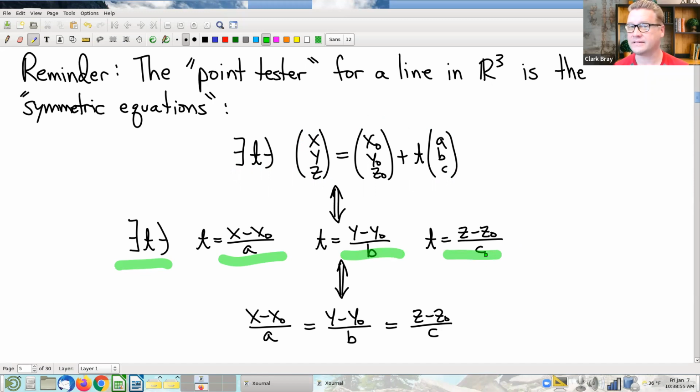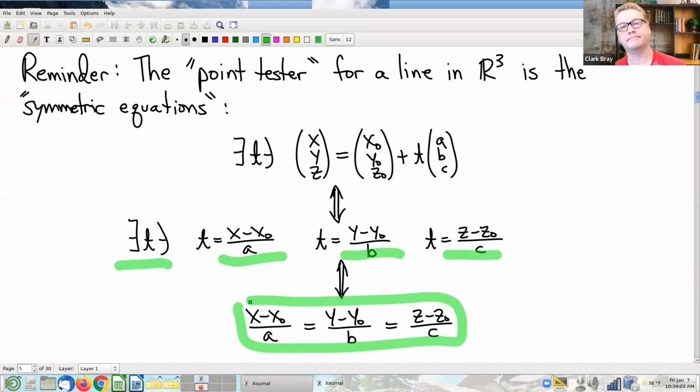If there is a single value of t that is equal to all 3 of those things, then all 3 of those things are equal to each other. And vice versa.